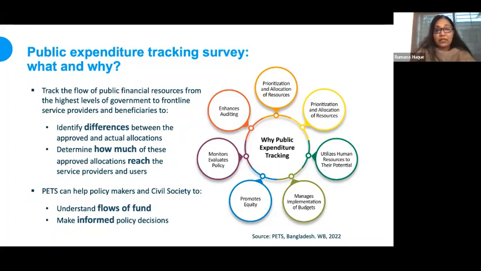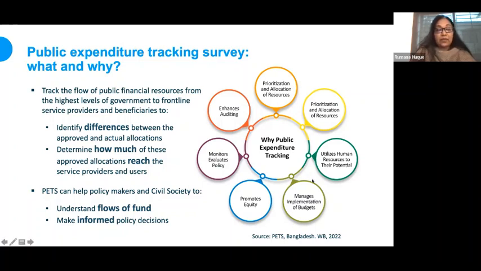So public expenditure tracking, or public expenditure tracking surveys, track the flow of public financial resources from the highest level of the government to the frontline service providers and beneficiaries, as we're trying to say. And this helps to identify the differences between the approved and actual allocation, and to determine how much of these approved allocations reach the service providers and ultimately the users.